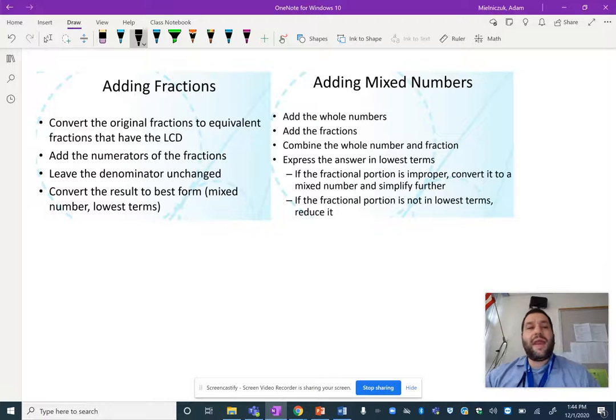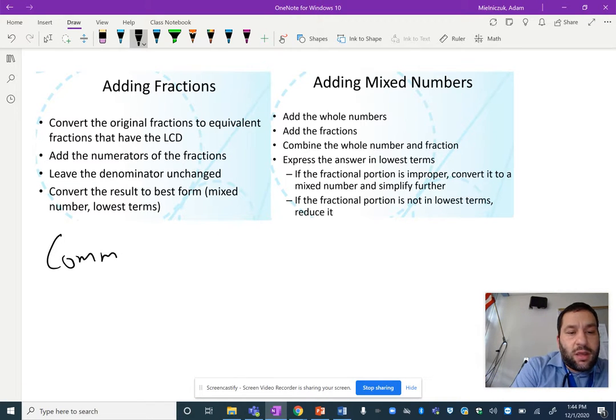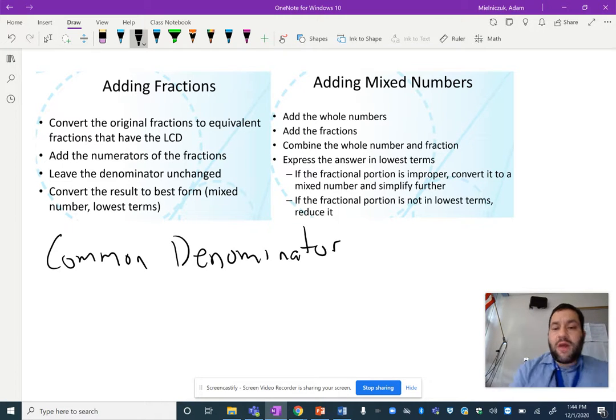All right, so when adding fractions or mixed numbers, the most important thing you must do is have a common denominator, okay? You cannot do addition or subtraction if you don't have a common denominator.